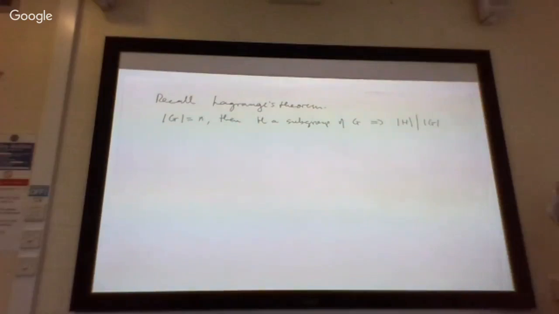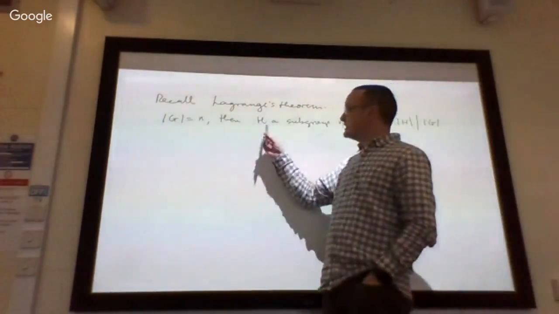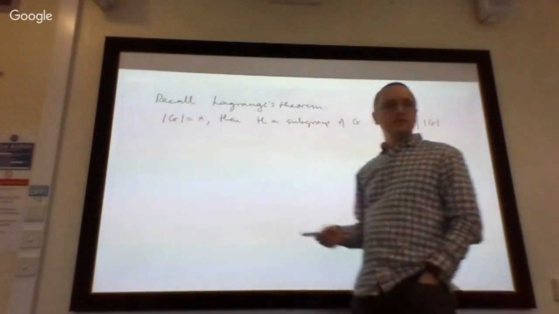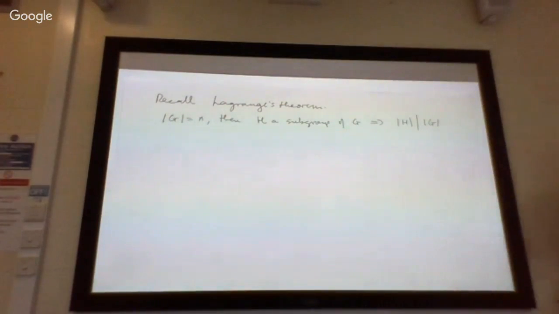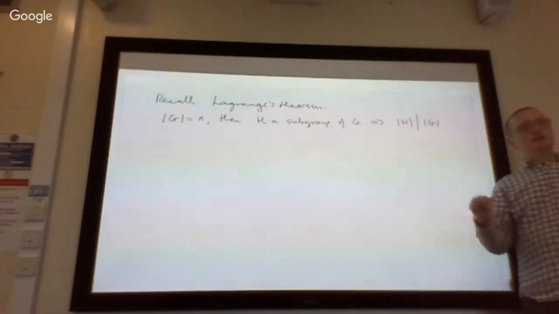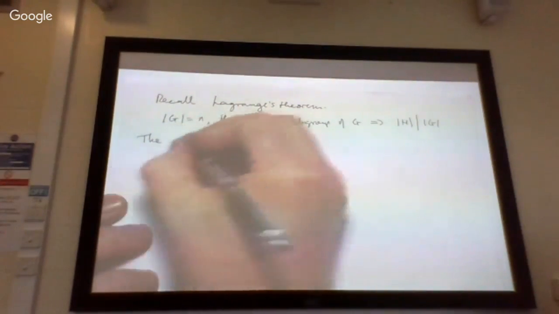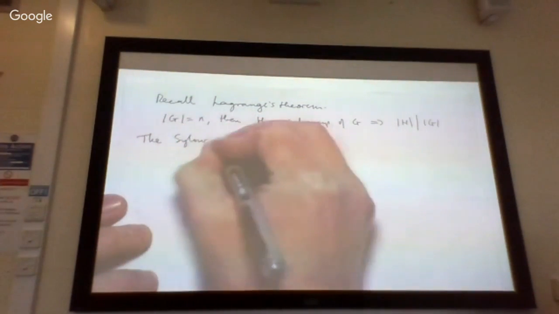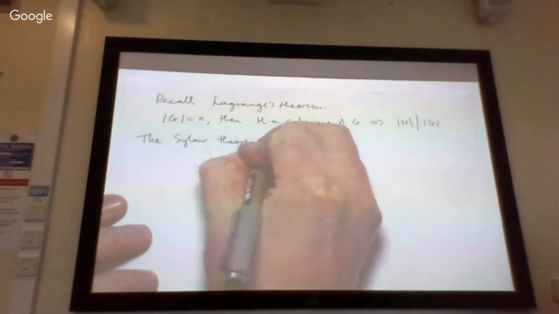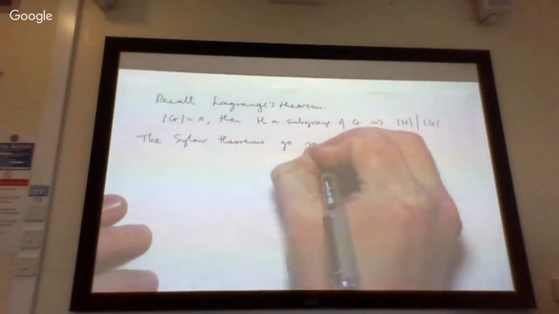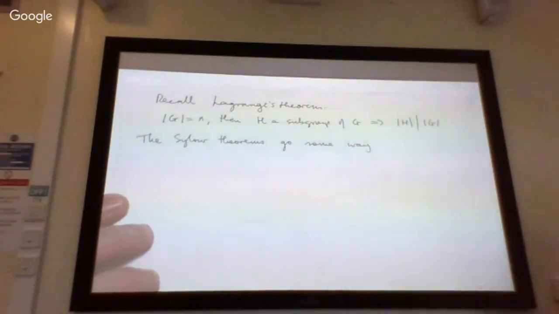And so that leaves the question of, okay, you can only see subgroups whose orders are divisors of the order of the group, but when can we make a definite positive statement that a group certainly has a subgroup of a certain order? The Sylow theorems go some way. We won't look at the precise statements of them yet, because we'll focus on the group actions topic first as a lead up into them.